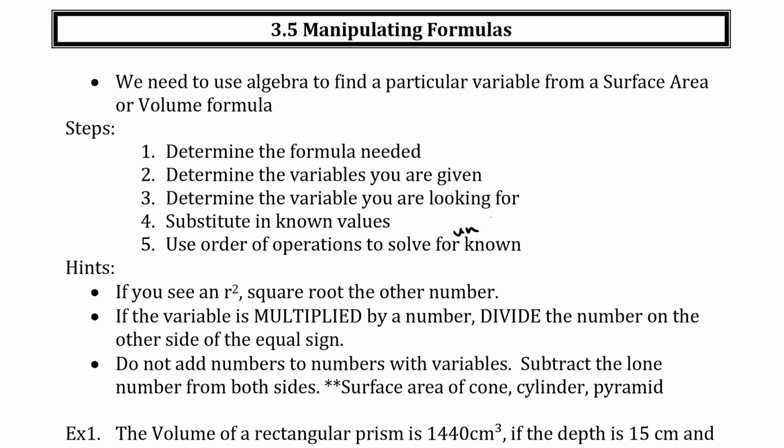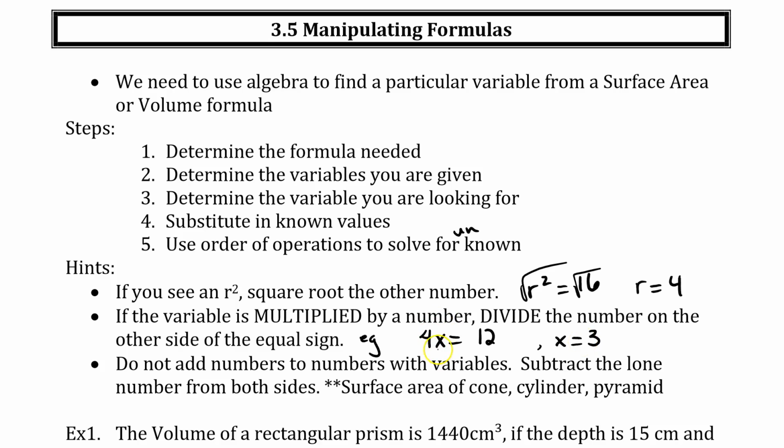So here are some hints. If you see an r squared, make sure that you take the square root of the other number. So if I solve r squared equals 16, I'm going to take the square root of both sides, and I'm going to say r equals 4. If the variable is multiplied by a number, then divide by the number on the other side of the equal sign. An example of this would be 4x equals 12. I'm going to divide both sides by 4, so x equals 3.